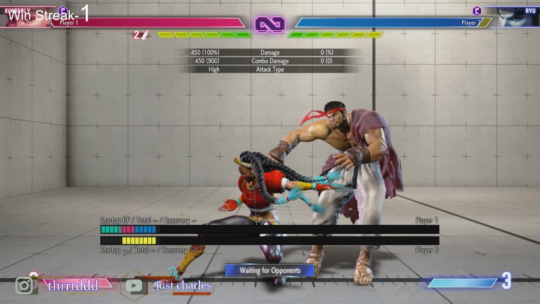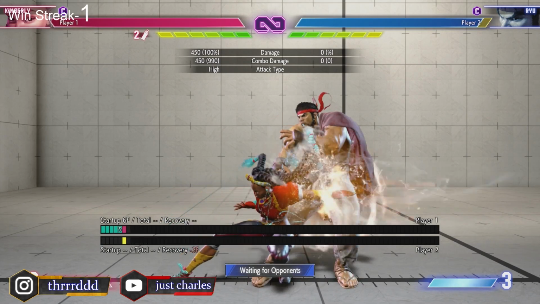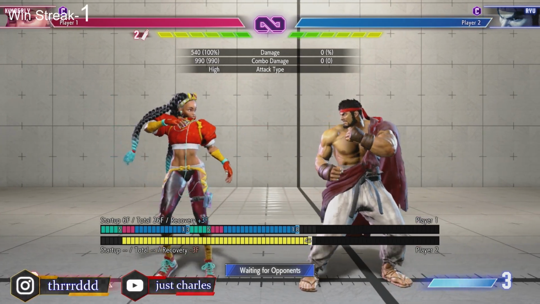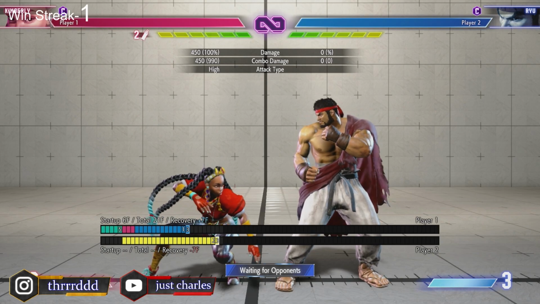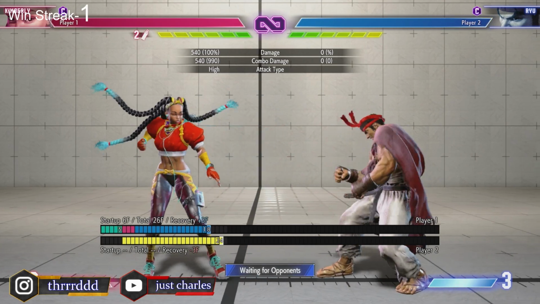Or I could do down medium punch into standing medium punch, right? So it goes like this. Now it combos. Only reason it combos is because of what? 7 frames. And this next move is 6 frames.